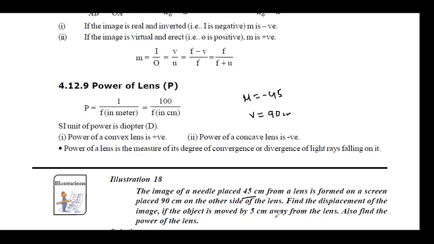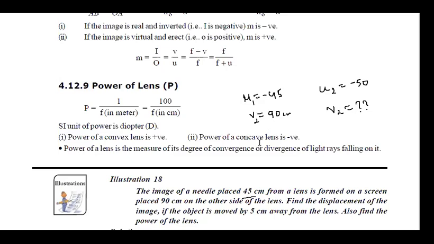First of all, you have to find the focus, yes or no? Because you have image distance and object distance. Object is moved 5 centimeters away from the lens. So this is U1 and this is V1. U2 is given as minus 50, and you're asked to find V2. Right? So first you have to find focus.